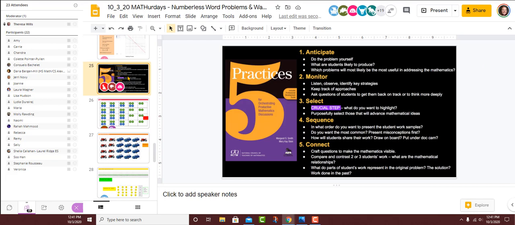I use discussions in the way that Smith and Stein talk about them in the 5 practices here. I've already anticipated different strategies and technology tools that I expected to be used. I monitored and literally got your work from you. I didn't use any of my own work here. I selected and sequenced based on purposeful questions I plan to ask so that we can make connections. And I have a couple different connections since you all are educators, where I would probably just stick with one connection or 2 very similar connections with grade school children.